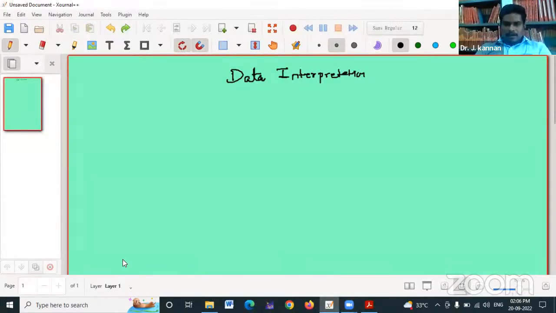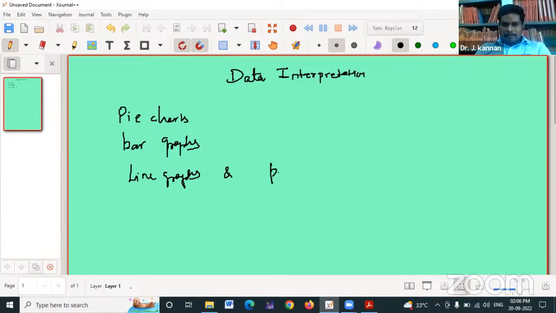So first, what are the types of data interpretation problems? First of all, data interpretation problems: pie chart and bar graph, and one more, line graphs. Finally, paragraphs. So all the variety of problems are detailed to tell us how to solve problems through data interpretation.